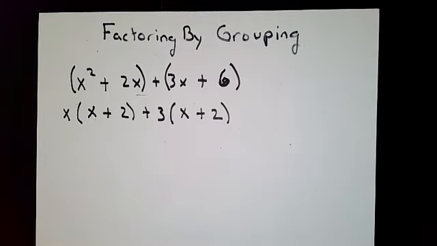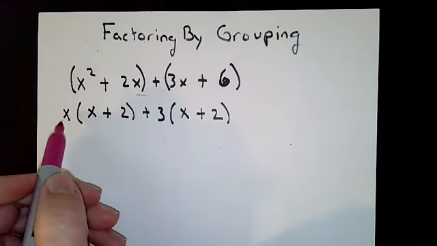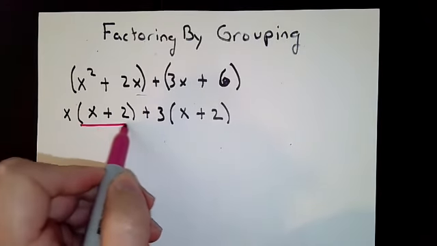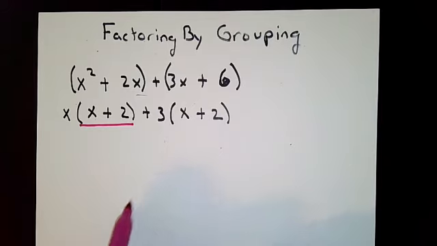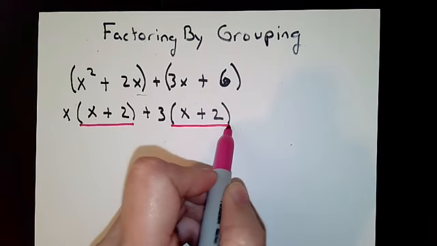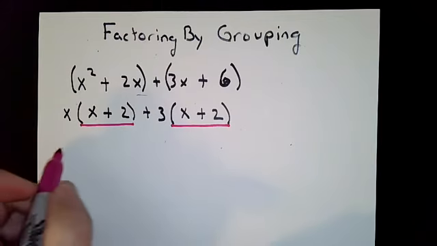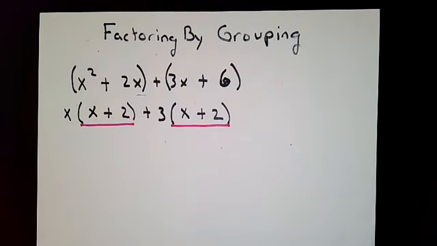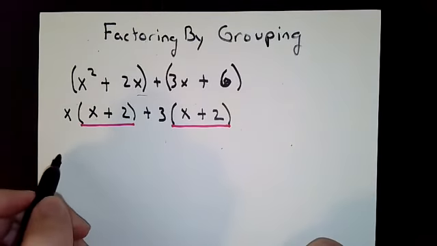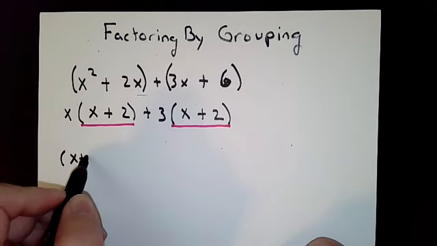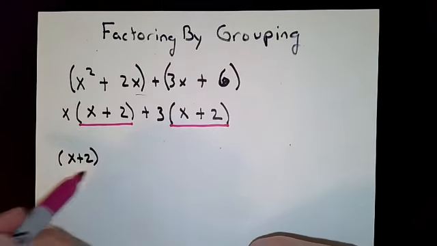And now, when we look at both groups, we see that in the first group, there is an x plus 2 as a factor, and in the second group, there's an x plus 2 as a factor. So we're going to factor that x plus 2, that common factor, out of the whole thing. So we're going to factor out the x plus 2. That was the common factor.